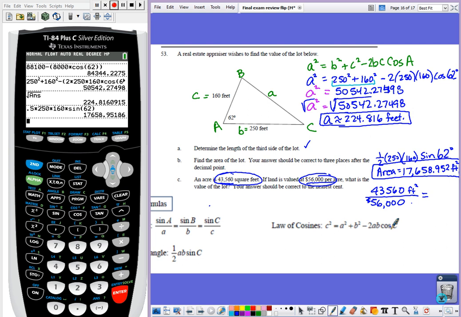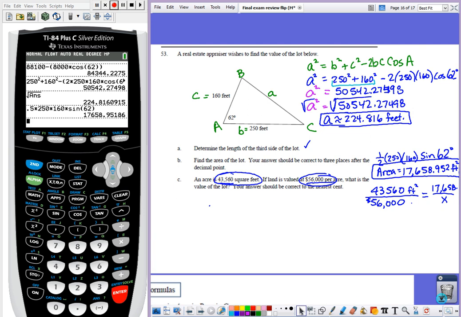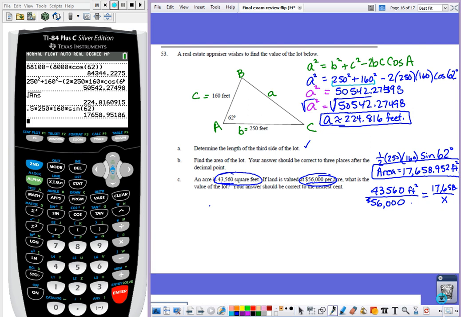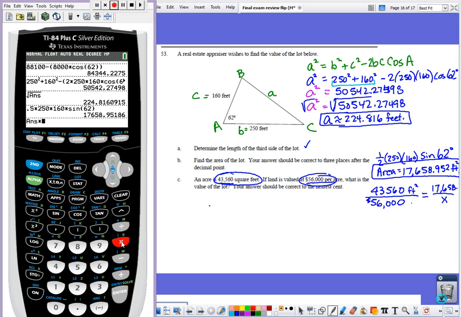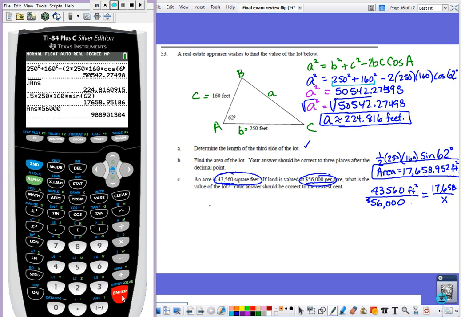All right. So we know the square footage and the value of 1 acre, and our square footage is 17,658.92, that same value number up there, and we want to put over x because we want to know our value. So this is to this as that is to that. We can do our cross multiply. So we take our answer right here and multiply times 56,000 and then divide by 43,560.